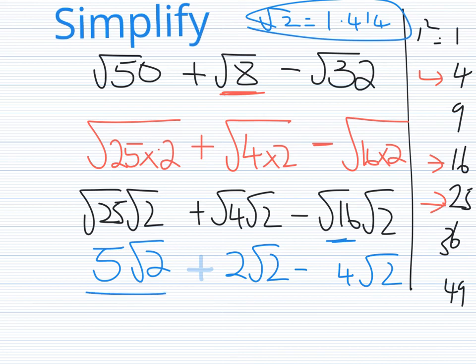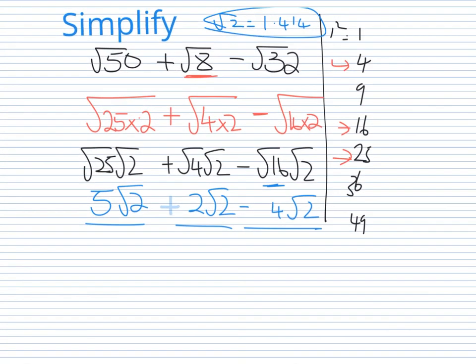So I have 5 root 2 plus 2 root 2, which is 7 root 2, minus 4 root 2 gives me a final answer of 3 root 2. So simplifying, being aware of all of these square numbers, filling them in as I can, and then realizing the pattern that I've filled out root 2 everywhere, which means I can add and subtract.